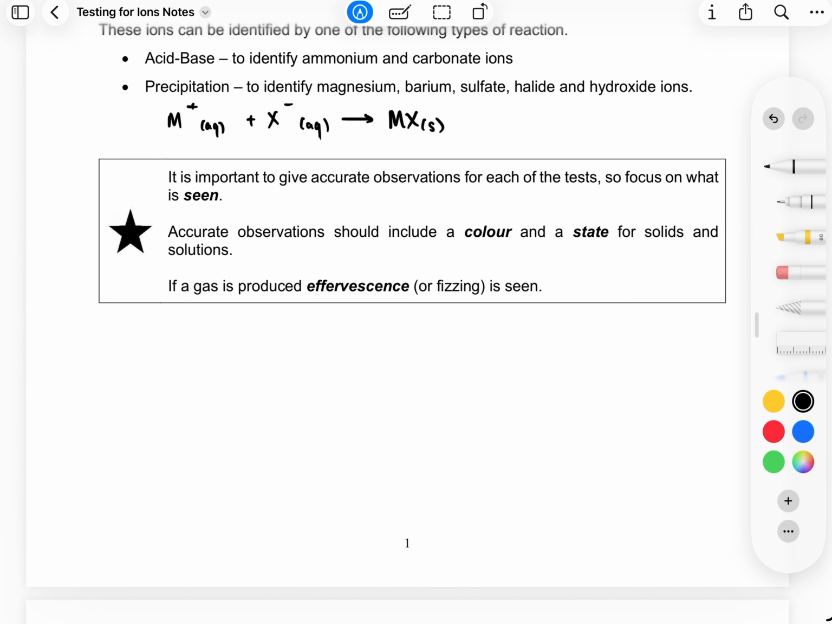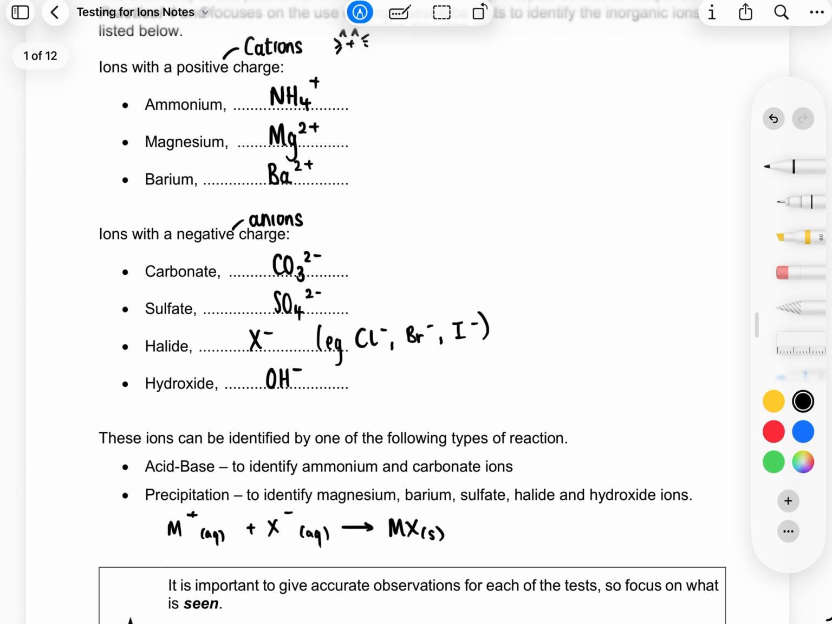So there's going to be a whole series of videos now that follows, one for each of these ions. Make sure you know how to test and the expected observations.